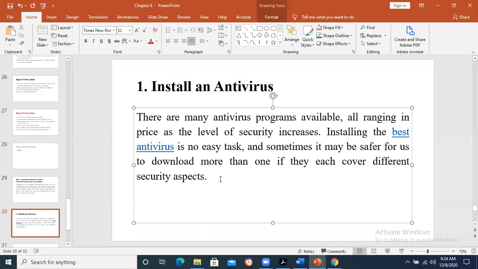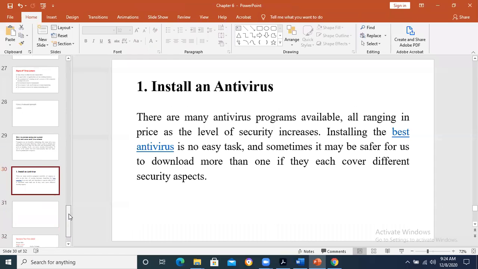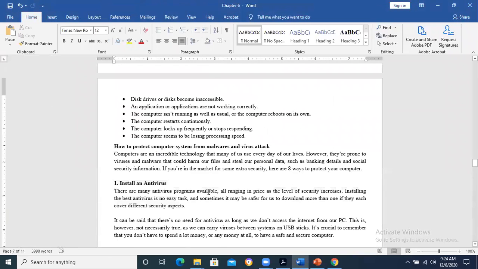So installing the best antivirus is no easy task, and sometimes it may be safer for us to download more than one if they each cover different security aspects. Sometimes it happens that your antivirus is covering some specific areas and some other issues are there. For them you need to install anti-malware software. So it happens that you have to install one or two or three sometimes, but at least there should be a good one so that you can avoid such kind of problems.